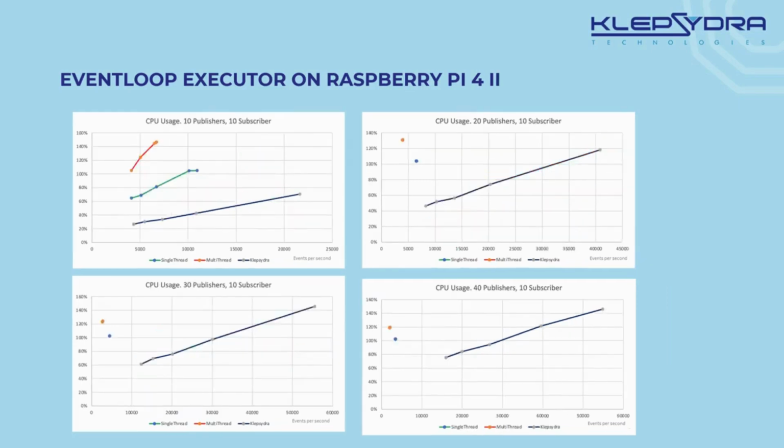As for the second test case, with the introduction of multiple subscribers per publisher, the obtained results were even better. The Klepsydra lock-free executor can process substantially more volumes of data, where the other executors stop processing data. Klepsydra continues until the physical limit of the computer, utilizing all available resources in an optimal manner.